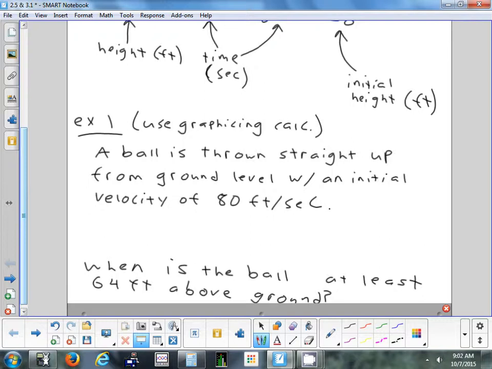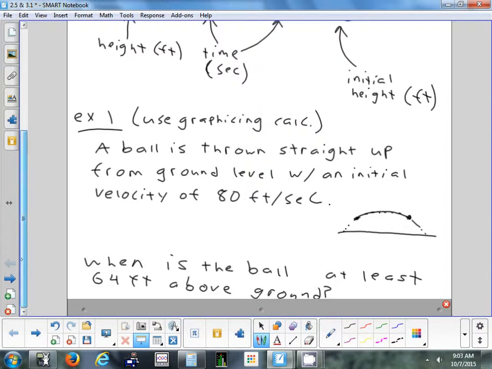If you think about it, let's say here's the ground. If you were to throw a ball, it reaches some maximum height and then it comes back down. There's probably some point where it went above 64 feet, it stayed above there for a little while, and then there's another point where it comes back down below. So there's an interval. Between two certain times, the ball will be above 64 feet. So we're going to try to graph it and see if we can figure that out.